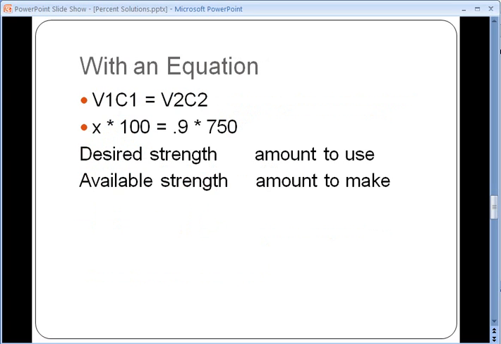Or I could plug that into an equation. V1C1 equals V2C2. Or I could use the equation desired strength divided by available strength equals amount to use divided by amount to make. So with the V1C1, X times 100 equals 0.9 times 750. And it still works out to 6.75.